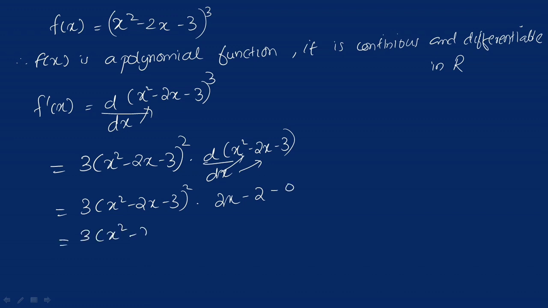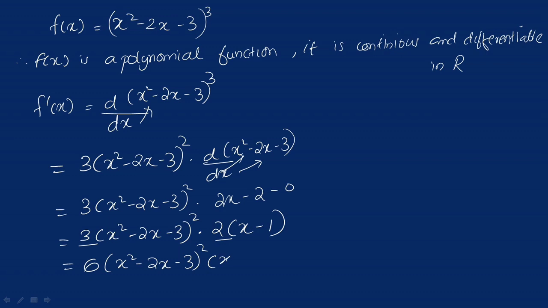Or we can write 3 into x square minus 2x minus 3 whole square into 2 is taken outside, that is 2 into x minus 1. Or 3 into 2, that is 6. So we can write 6 into x square minus 2x minus 3 whole square into x minus 1, which is equal to 6 into x square minus 2x minus 3 whole square.